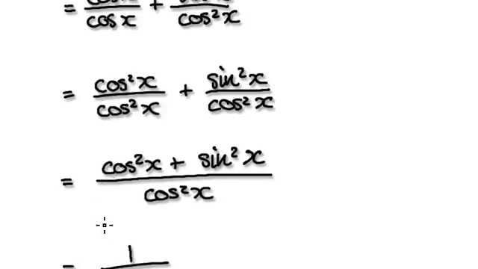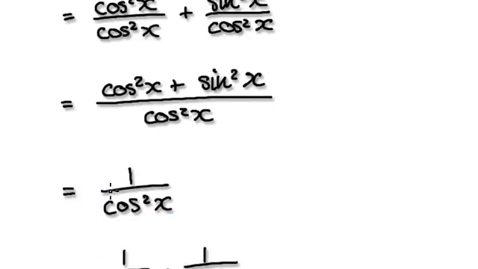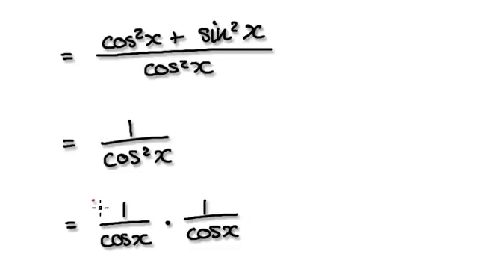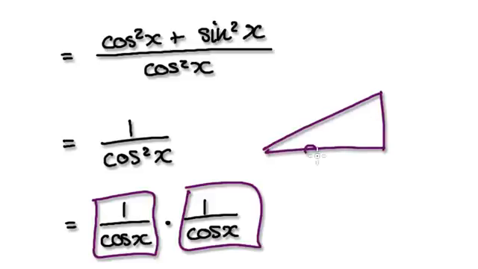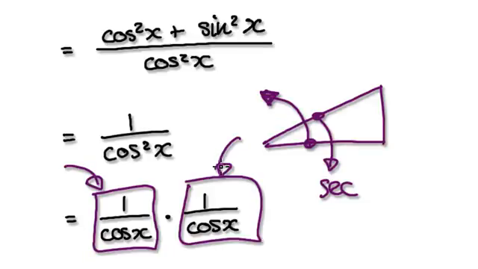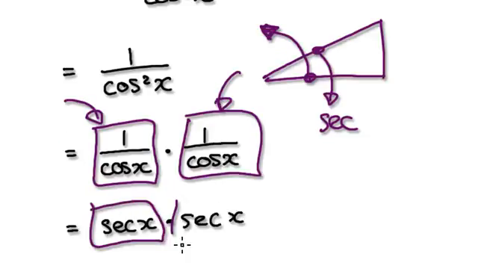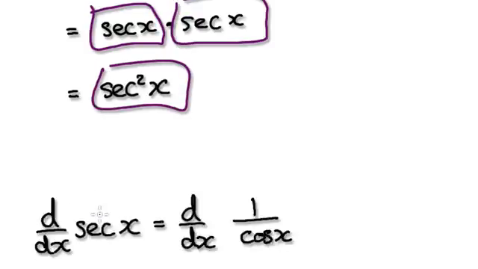Anyway, it will then become this, and you can break this up as one fraction multiplying with another fraction. So what is 1 over cos of x? Well, your diagram, cos of x normally goes in this direction, but going in the opposite direction would mean secant. So this thing is secant, this thing is secant, so it will be secant times secant, that would be secant squared. Okay, so that's the first part done.